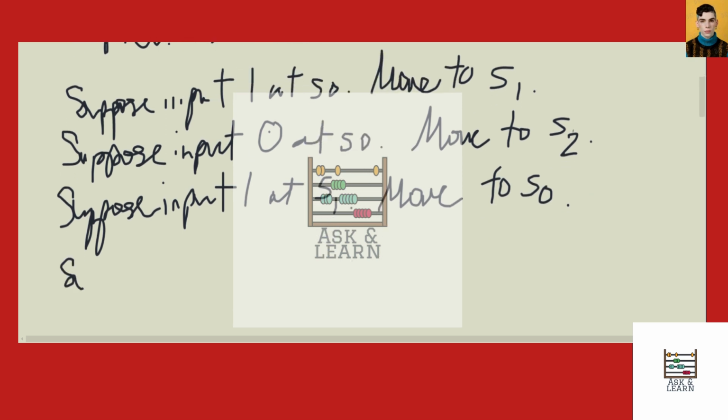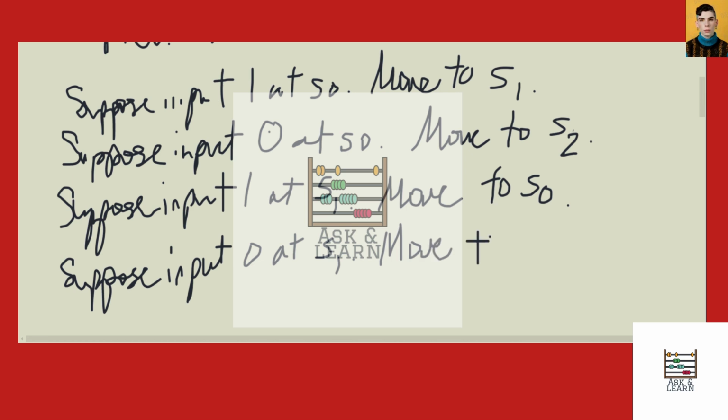And likewise, suppose that the input is 0 at S1. Then we're going to move to S3 from S1 because the number of zeros was originally even and now it has become odd while the number of ones remains odd.